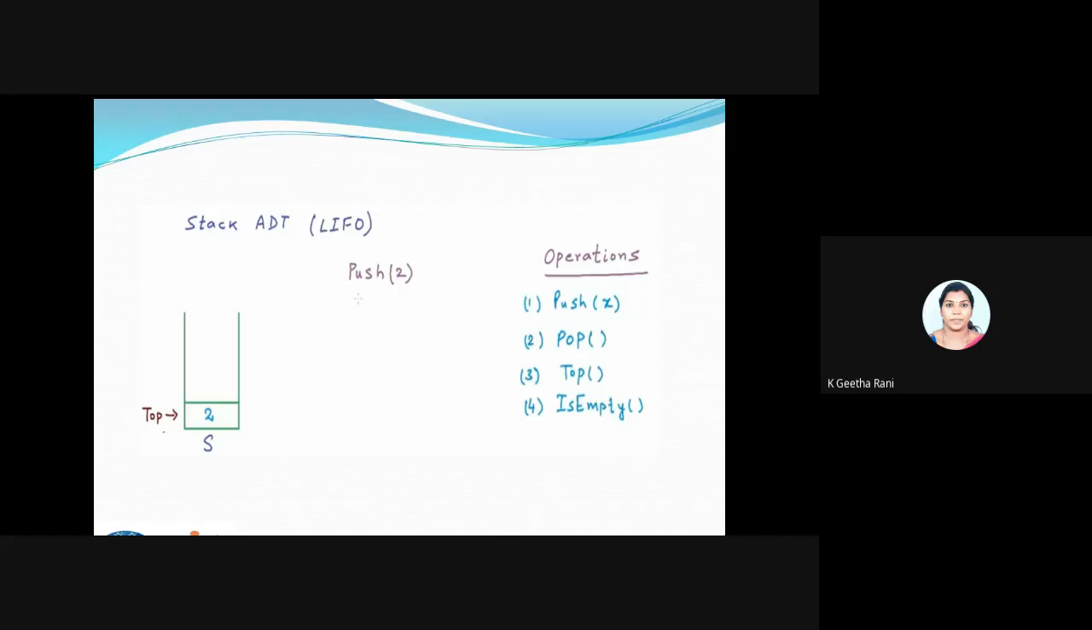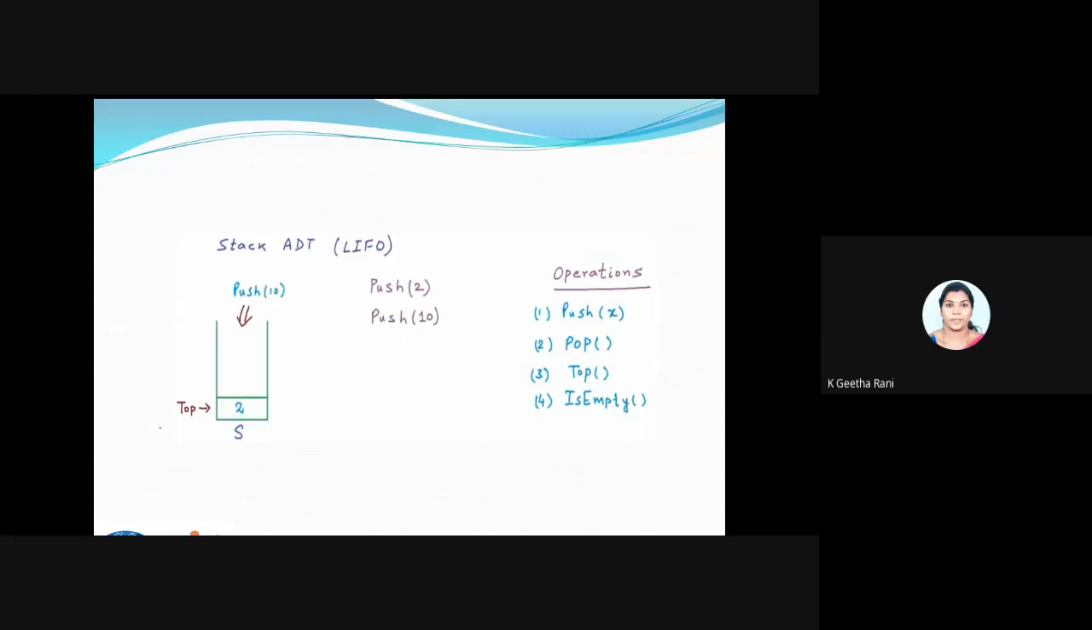Okay, assume I'm having a top. For now, assume this top acts like a pointer or an index. We will see this later. So it automatically points to the element 2. Now I'm trying to push the next value, push of 10.